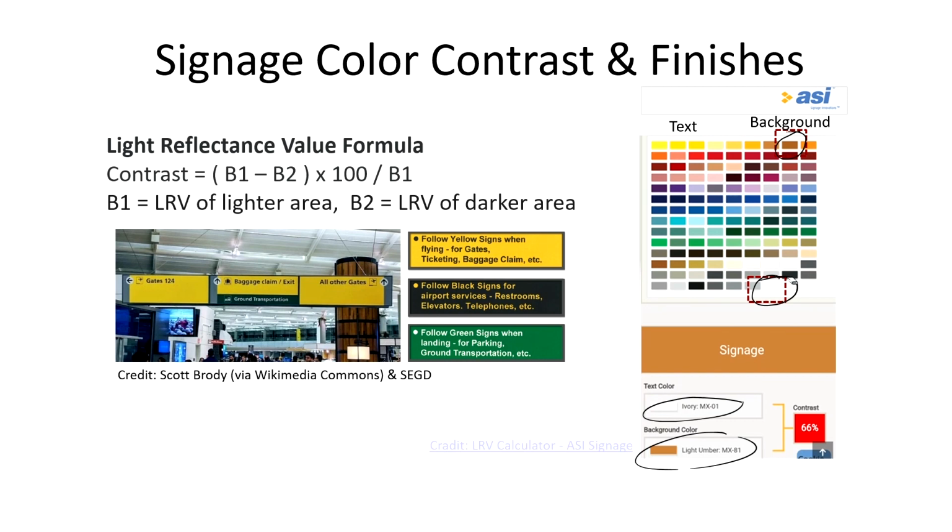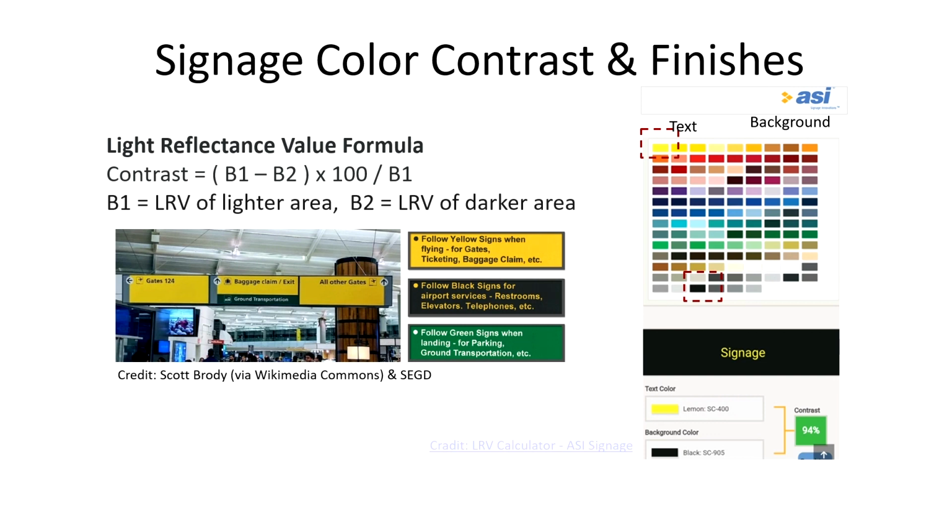Let's take a last example. Here, if you see, the text we have chosen is yellow, which is lemon, and the background we have chosen is black, which is showing here. Check the contrast level. It is coming to 94%, which is way higher than the values we received in the previous two. So, what do you think? Which is better? Of course, the last one.